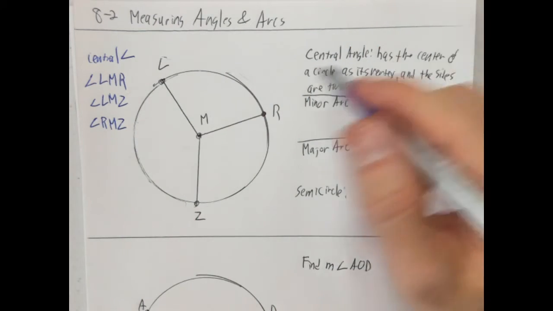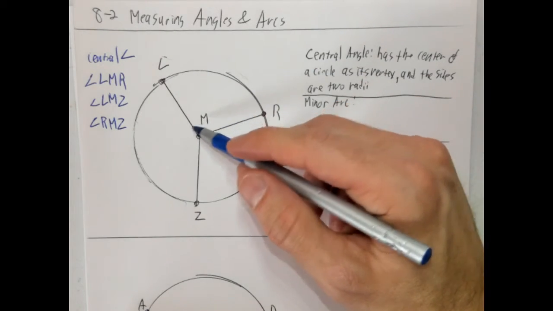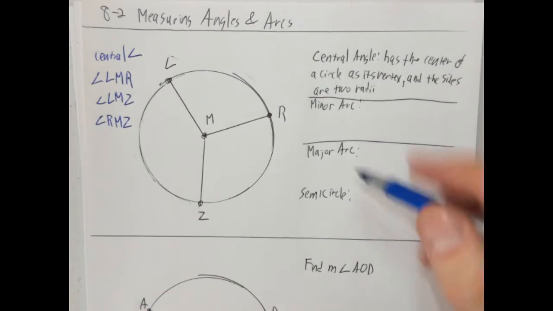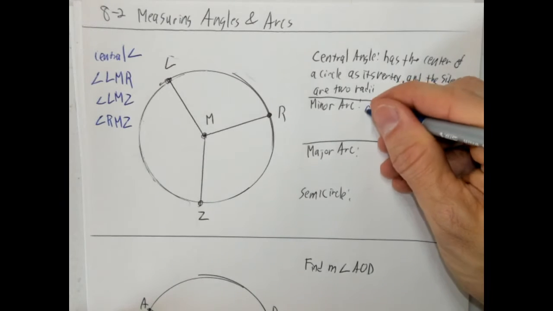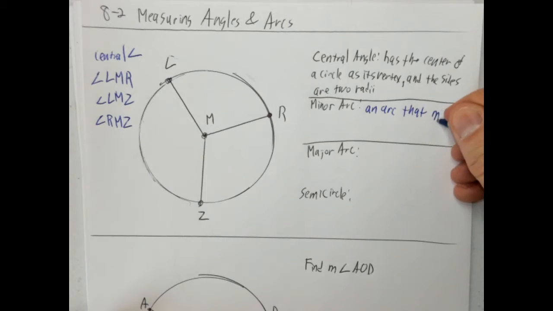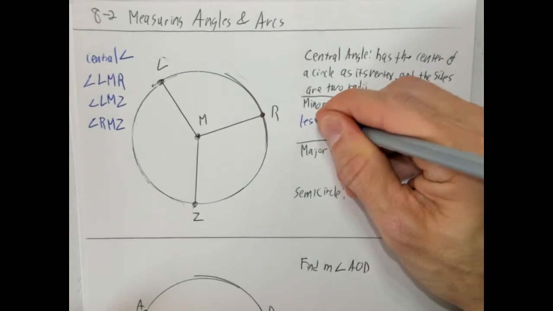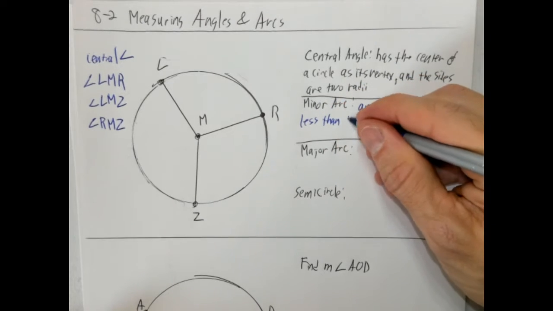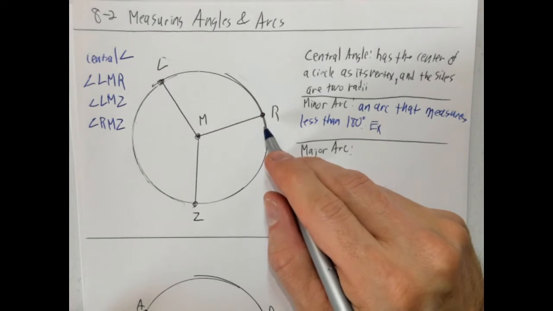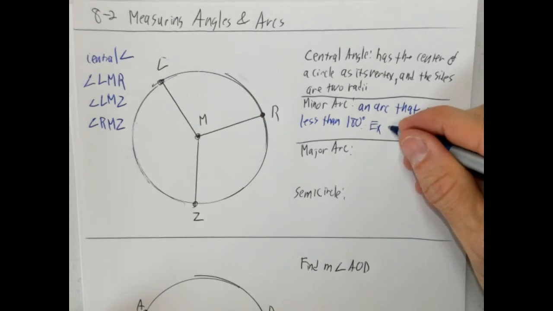Also, by the way, all these central angles here would add up to 360 degrees, obviously. The sum of these would be 360, because that's how many degrees are in a circle if you would rotate all the way around. So a minor arc is an arc that measures less than 180 degrees. So an example here would be arc RZ.